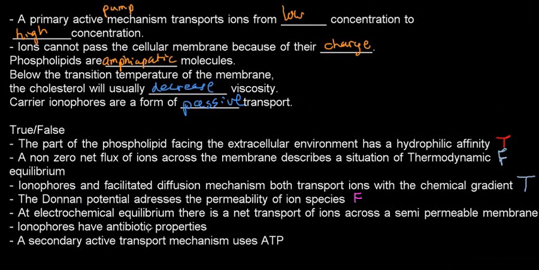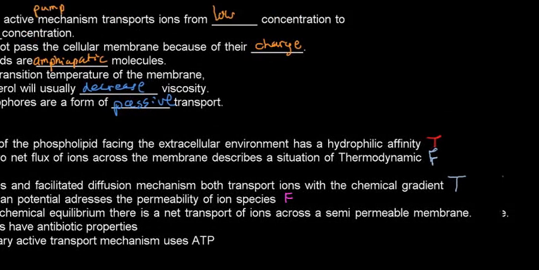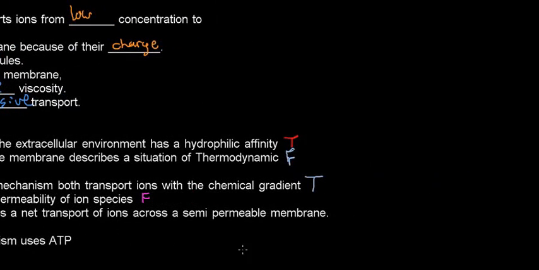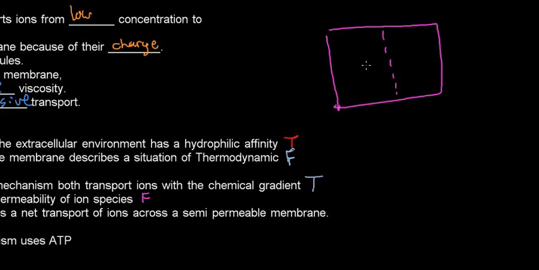Let's keep going. At electrochemical equilibrium, there is a net transport of ions across a semi-permeable membrane. Let's see what this is, the electrochemical gradient. I'm not going to draw all of it, but I'm just going to pass the message. I have an area that is slightly more negative and an area that has more concentration of potassium, and here less concentration of potassium. You know what? I'm just going to draw it, because it's going to be nicer to see it this way.